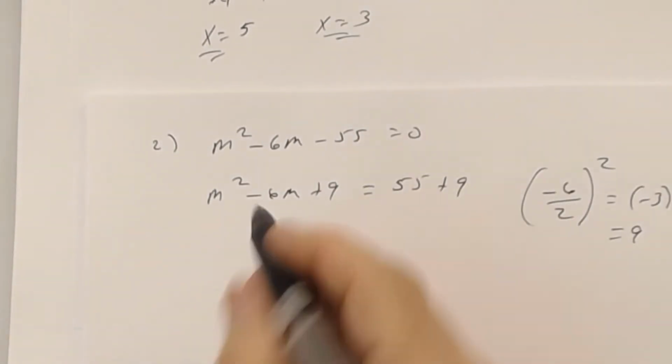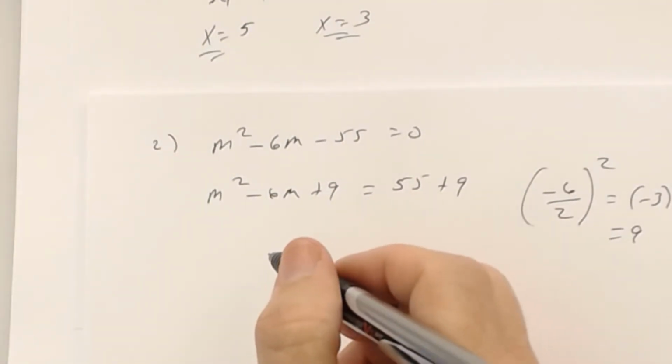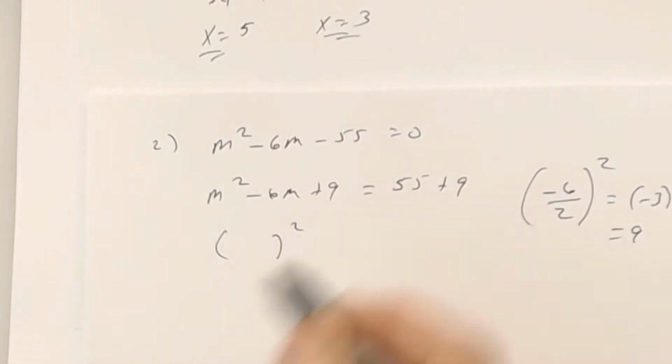Now, if you're doing this correctly, the left side should be factorable as a binomial times itself. So this should be factorable as a binomial squared. So what do you think that binomial is? M minus 3.